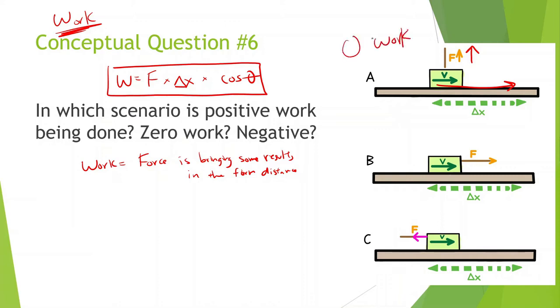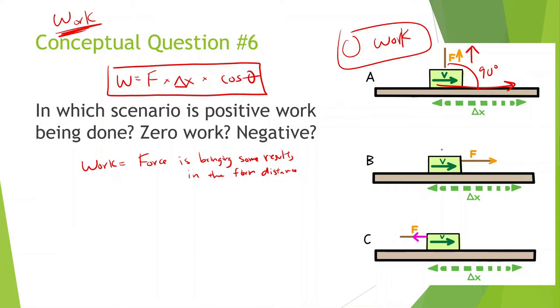Another way we can know that there was zero work with this is because if we look at this equation, force times displacement times cosine theta, we can see the angle between the displacement and force is going to be a 90-degree angle. And we should know cosine of 90 is equal to 0. So this would just be 0.